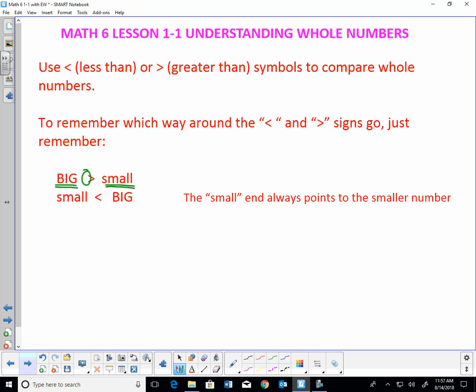So if you have a number over here, like if I had something like this, this means 17 is greater than 6. 17 is bigger than 6. The small end always points to the smaller number. The big end always opens to the bigger number. You always read from left to right. So this symbol here is always greater, and this symbol here is always less, because we always read from left to right.